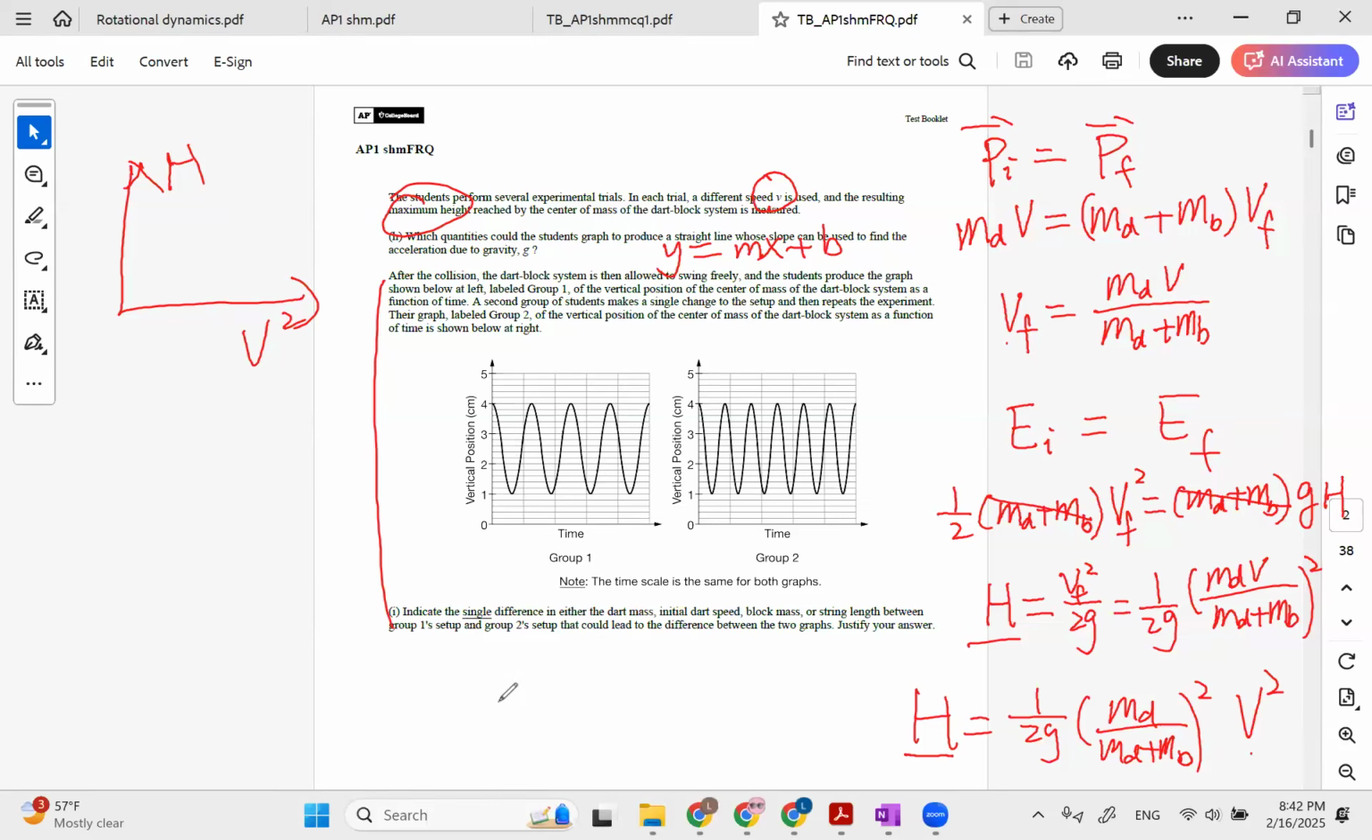So what do you think? Indicate a single difference. What's the difference between these two graphs? Period. Which period is bigger? Group 1 is bigger. Group 2 has a shorter period, right? Then indicate what can be changed.